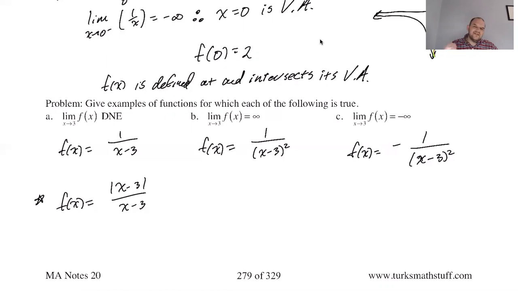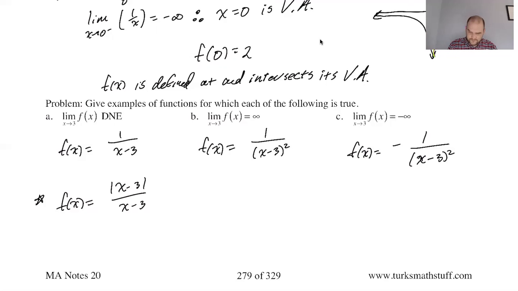Could I have done something else? What about 1 over the absolute value of x minus 3? It approaches 0 from the left and the right, but just the absolute value of x minus 3 approaches 0 from the left and the right at 3. So the reciprocal of that would be basically positive infinity. I think you could do that.